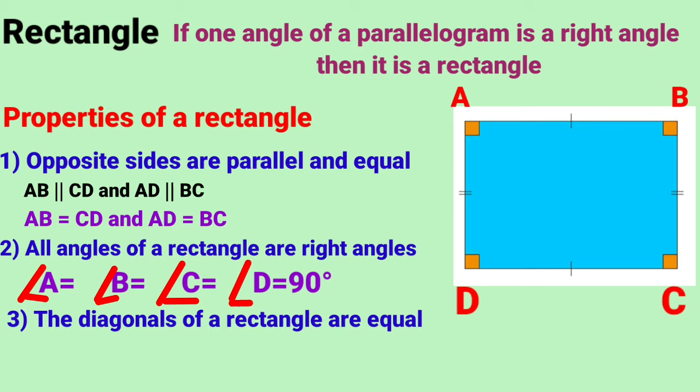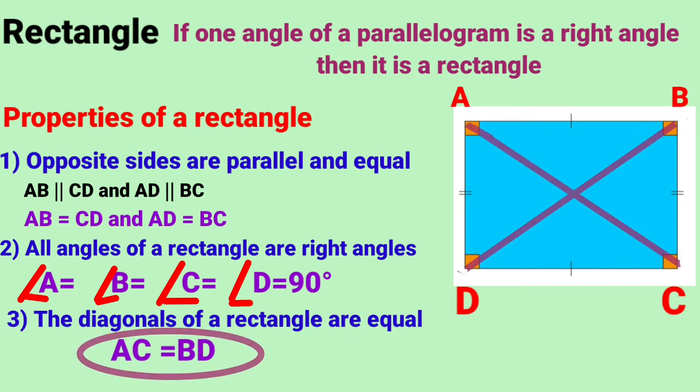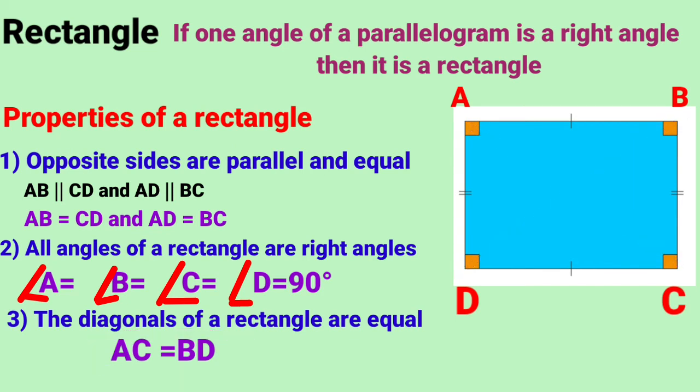Number 3, the diagonals of a rectangle are equal. So AC is equal to DB. These are the two diagonals of a rectangle and they are equal.